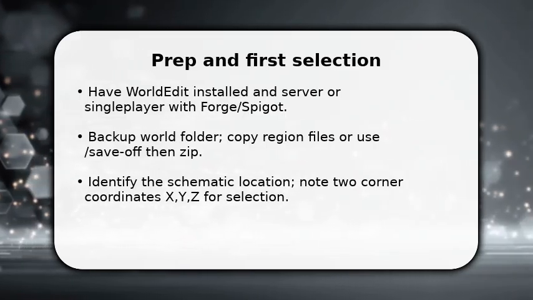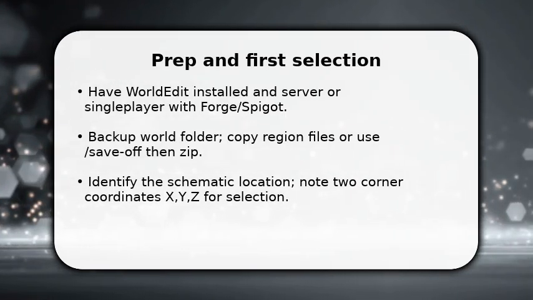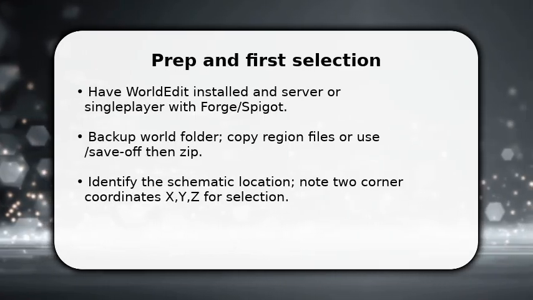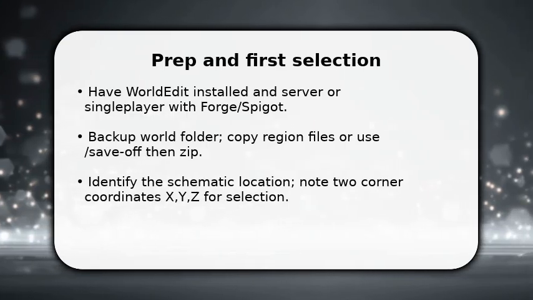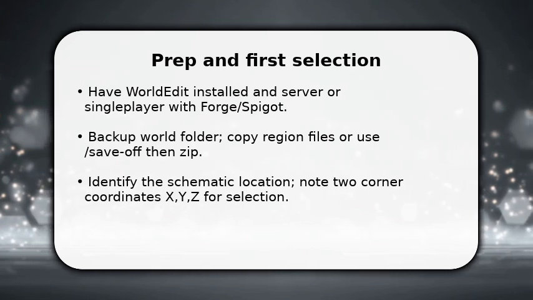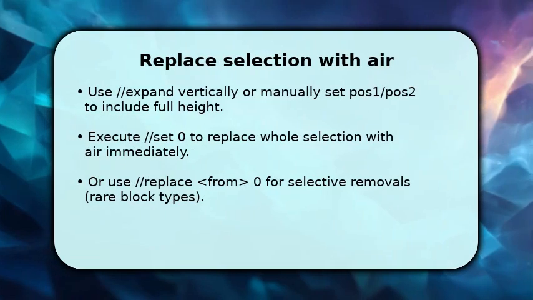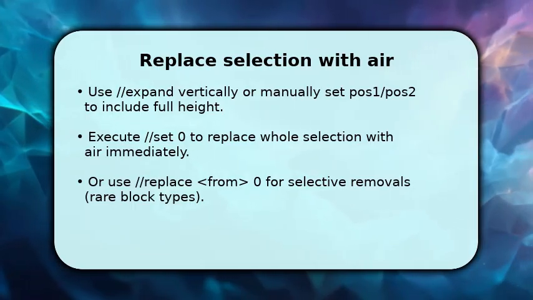Make sure your selection perfectly encloses the pasted schematic volume so you don't remove nearby builds. This quick, precise selection is critical because the next command will overwrite everything inside that box with air or targeted replacements. With the volume selected, expand the selection vertically if needed to capture the whole schematic.